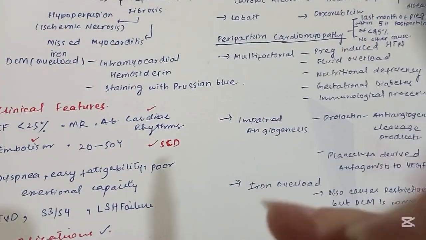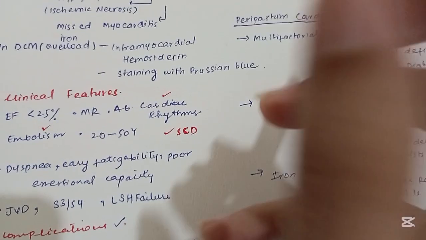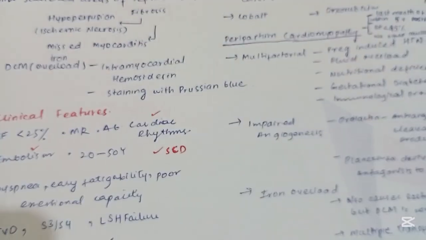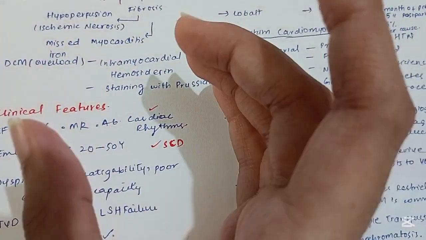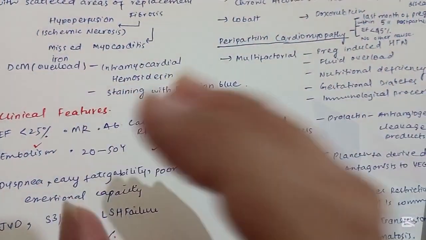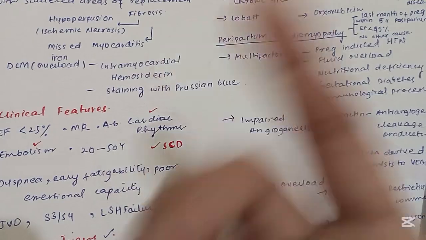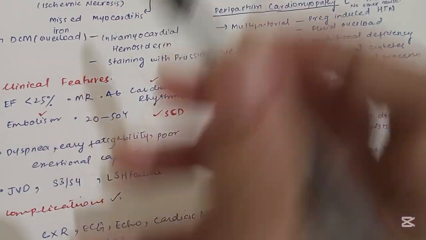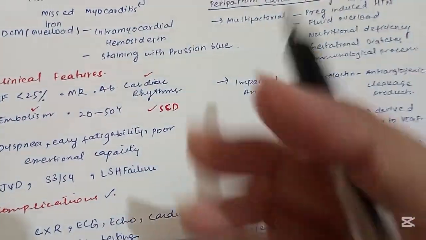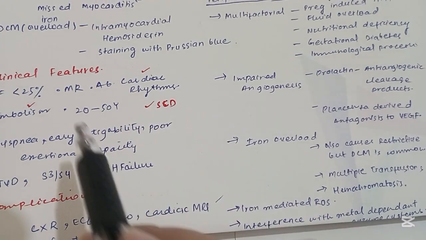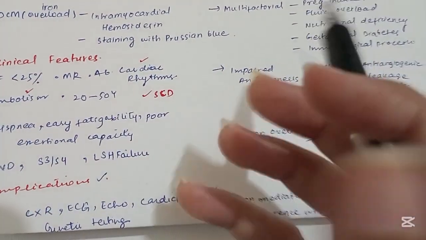As I have told earlier, there is contractile dysfunction, so the ejection fraction will be less than 25%. There can be mitral regurgitation because, as I told earlier, the cavity is increasing in size, so the mitral valve is not able to close properly. Abnormal cardiac rhythms can occur. I have told earlier that there is thrombus formation, and a part of the thrombus can break off and result in the formation of an embolus. Most commonly, the age of presentation is 20 to 50 years.